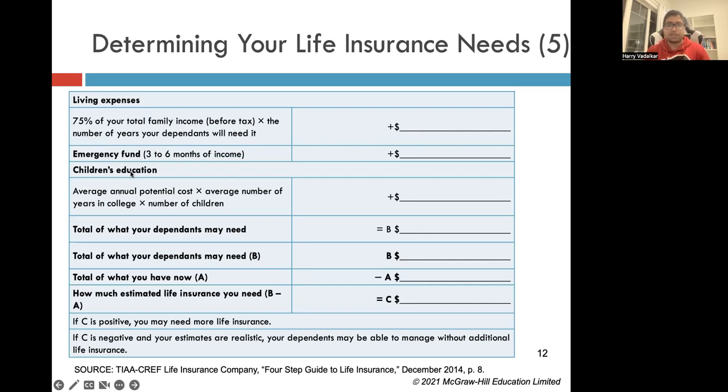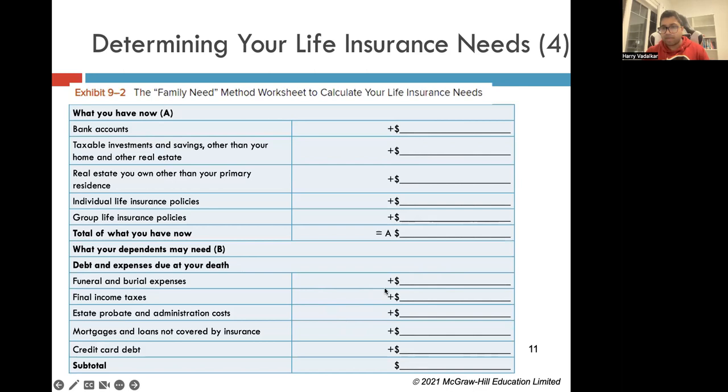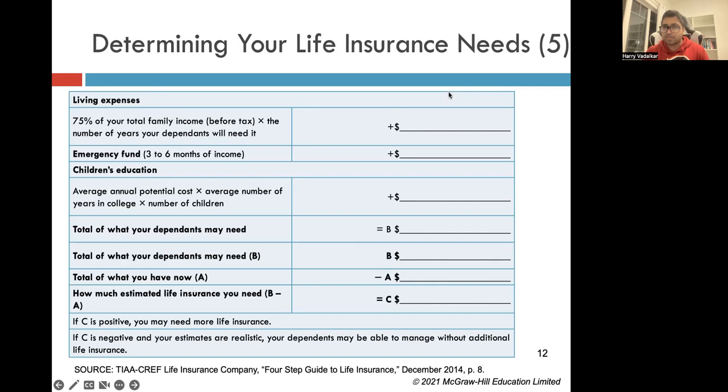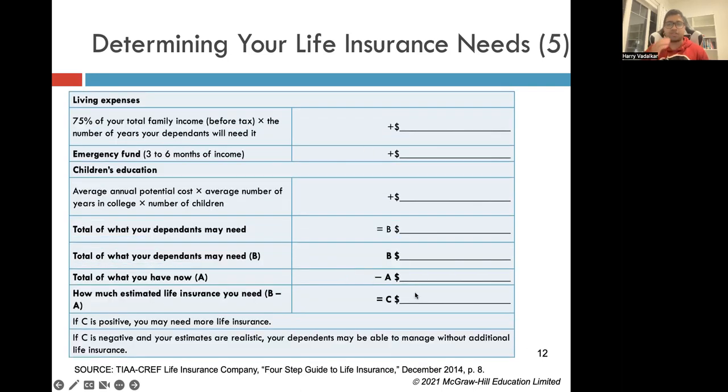You calculate that. Then you will need an emergency fund, 3 to 6 months of income. Then for children's education you need certain amounts. Okay, so you add that up. So finally B is the addition of all of this: immediate expenses, then living expenses for the family, and goals of the family. You add all three up, you get what your dependents might need, subtract A from that, that is what you have, and you get insurance needed. So this is a complex method.